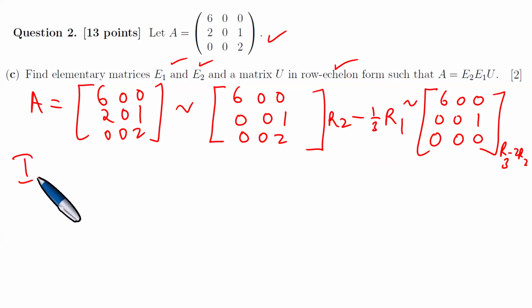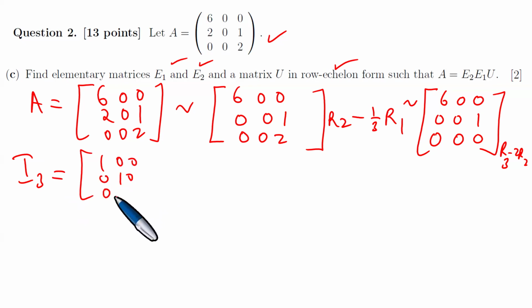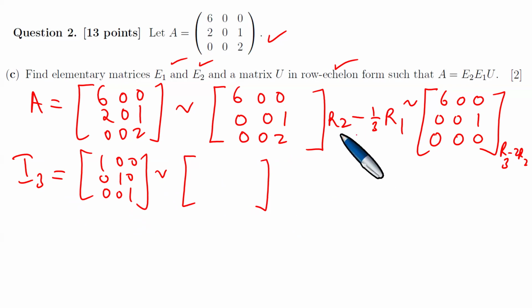Now we're going to start with I3, for example: 1, 0, 0, just the ordinary one, and then we make it an elementary matrix. Then we're going to apply the first operation here, and we're going to call this one E1. Okay, what is this E1? We're going to apply this one because we said row 2 minus 1/3 row 1, right?